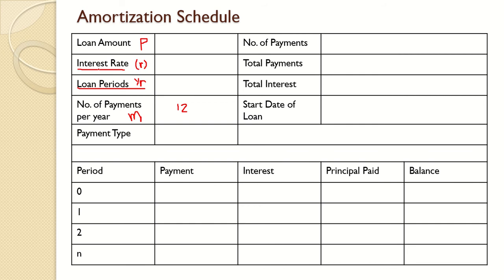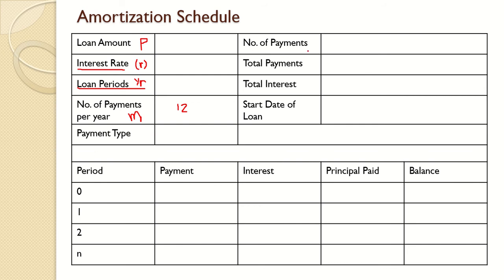But remember, we still have to calculate the lowercase i, which is r over m. Then you have the payment type. The payment type is actually the type of annuity. So we can say every end of the period, or at the beginning, or some periods later. We will discuss the different types of annuity later.